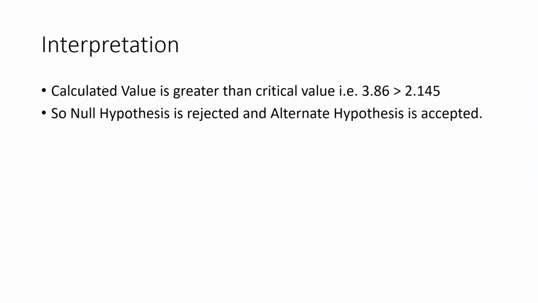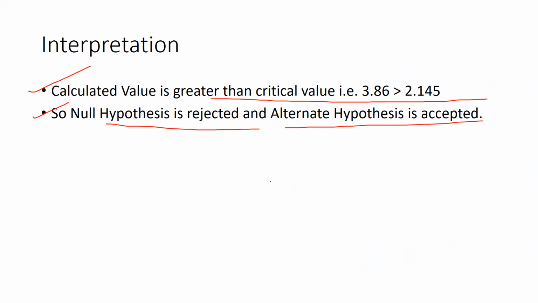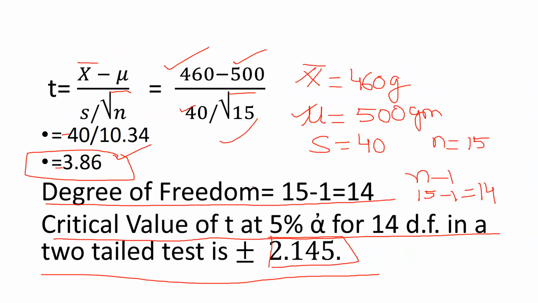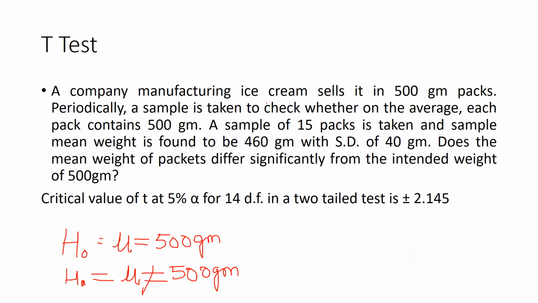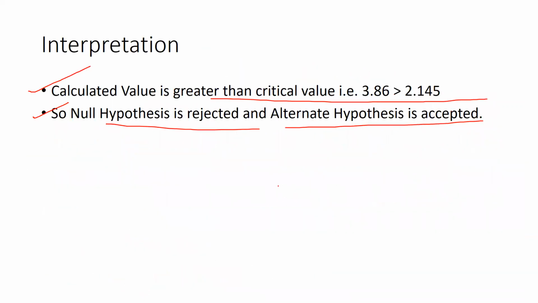Now, how can we interpret the result? The calculated value is greater than the critical value, that is 3.86 is greater than 2.145. So the null hypothesis is rejected and the alternate hypothesis is accepted. The null hypothesis says there is no significant difference between the sample mean and the population mean. But yes, there is a significant difference between your sample mean and your population mean. So the alternate hypothesis is accepted.